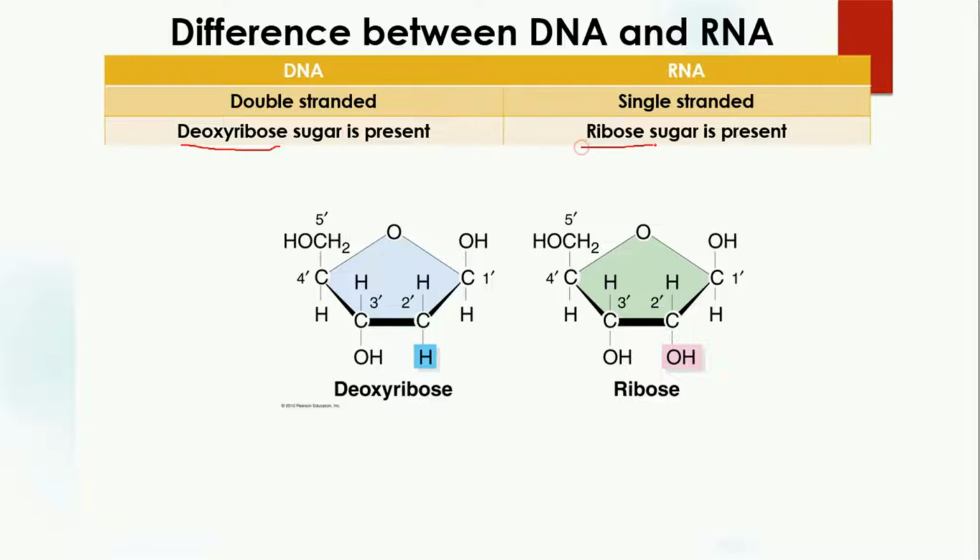In case of DNA we have deoxyribose sugar, while in case of RNA the sugar is ribose sugar. Now what is the difference between deoxyribose and ribose sugar? The ribose sugar has an OH or hydroxyl group at the second carbon, while the deoxyribose sugar has an H group at the second carbon.